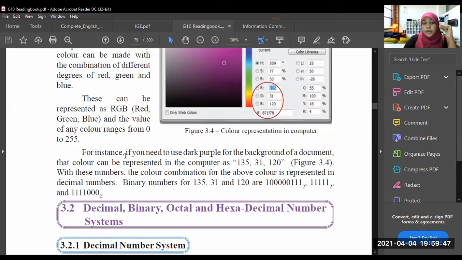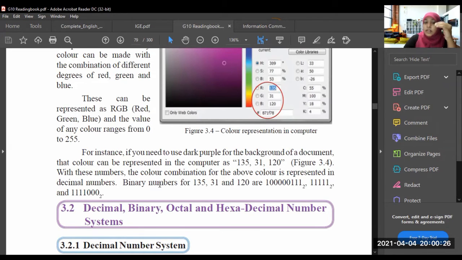So for an example, if you need to use dark purple for the background of a document, that color can be represented in the computer as 135. That means you should add 135 from the red color, 31 to the green and 120 to the blue. With these numbers, the color combination is represented in decimal numbers. Mostly we use decimal numbers.